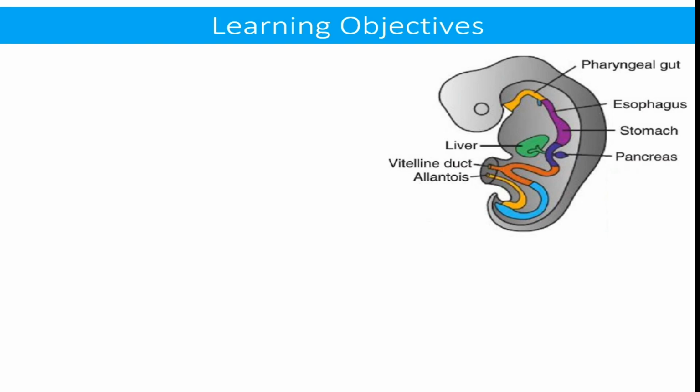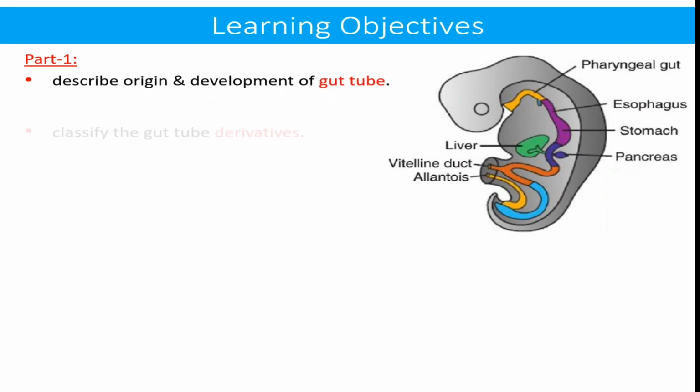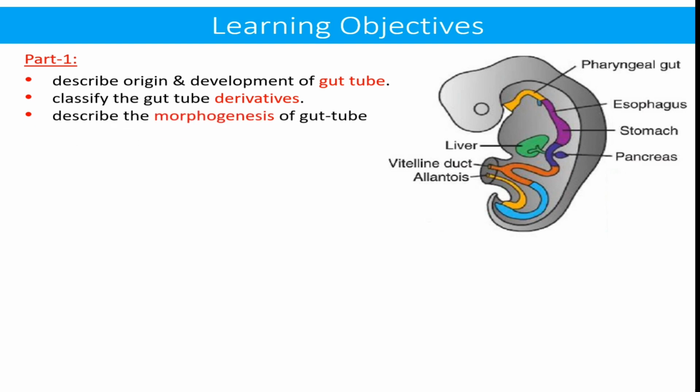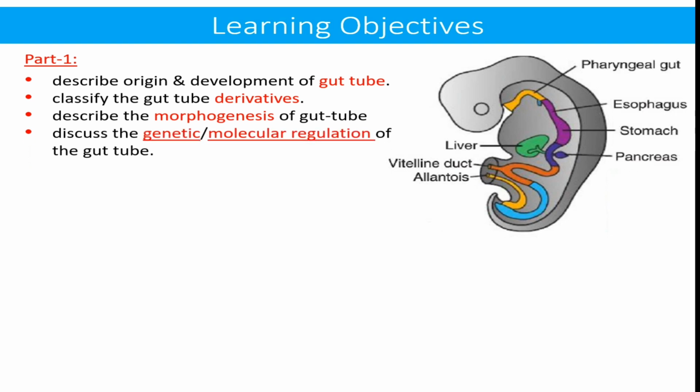Today we are going to start the development of the foregut, its malformations, and the genetic regulation of the gut tube. This topic has been divided into three parts. So at the end of part 1, the participant should be able to describe the origin and development of the gut tube, classify the gut tube derivatives, describe the morphogenesis of the gut tube, and discuss the genetic or molecular regulation of the gut tube.